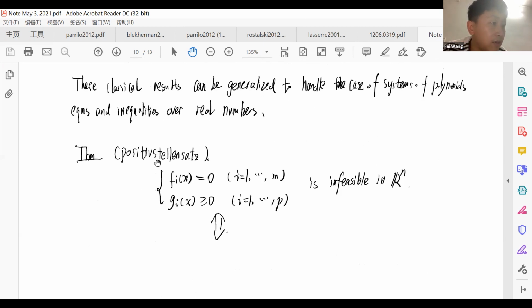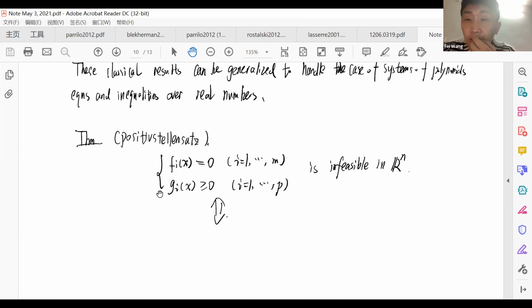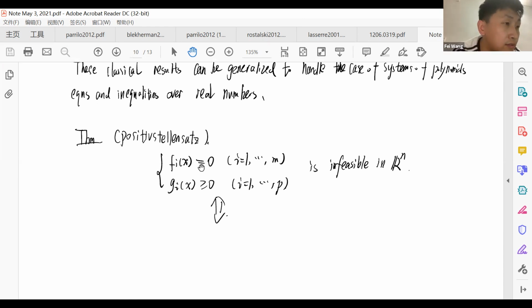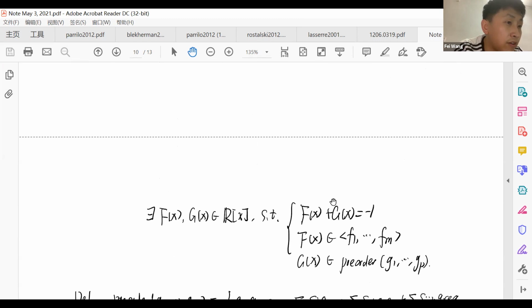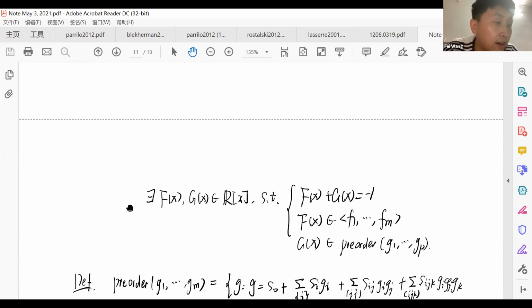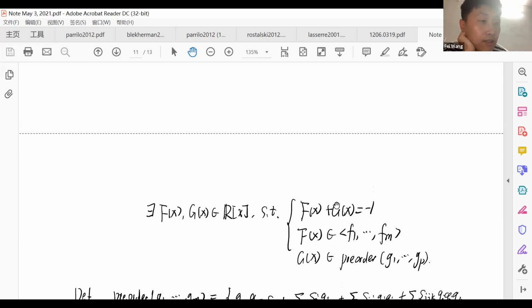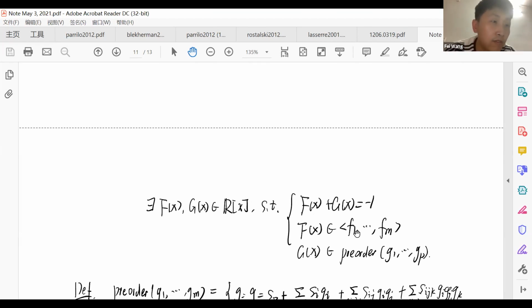This is a theorem called the Positivstellensatz, which says: if fi(x) = 0, so we have m equalities, and gi(x) non-negative, a bunch of inequalities, is infeasible in R^n, the reals, if and only if the following is true: there exist f(x) and g(x) in R[x], the multivariate polynomial ring, such that f(x) + g(x) = -1, and f(x) is in the ideal generated by f1, ..., fm, and g(x) is in the preorder of g1, ..., gp.